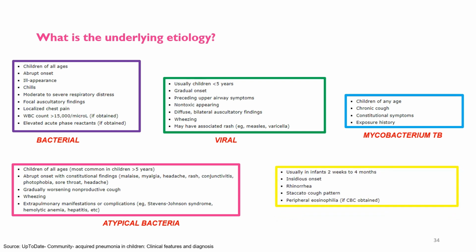If you have a child with rhinorrhea, a staccato pattern cough, which to be honest I've never seen in real life, but it's a special kind of cough, and you have some eosinophilia. This is afebrile pneumonia of infancy or atypical pneumonia, and this is how it looks in neonates.